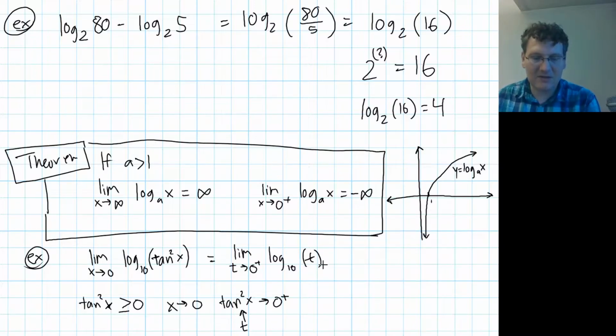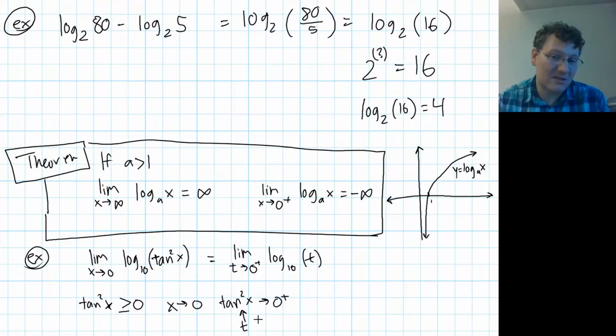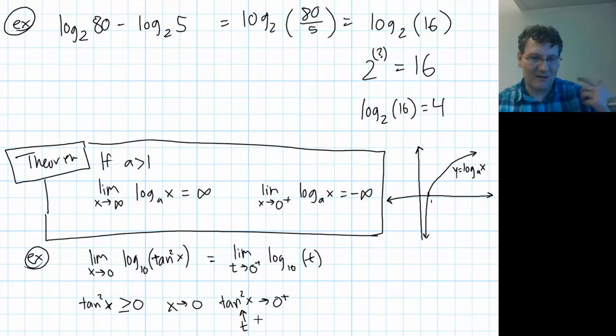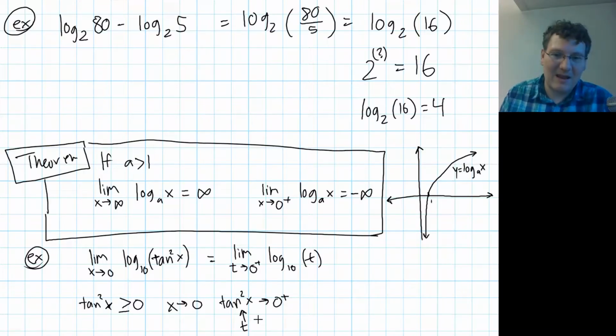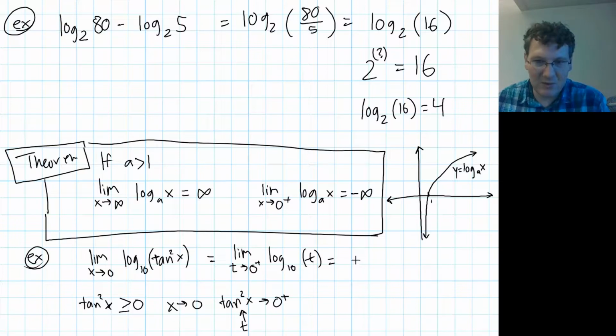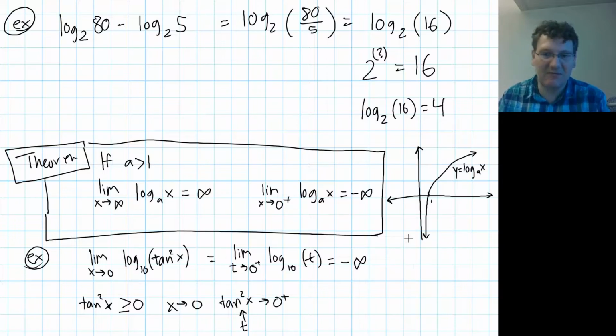Now, you could plug in 0 for the tangent squared of x and you'll get 0, since tangent is continuous at 0. But the point is that tangent squared is approaching 0 from the right. Whether x is going to 0 from the left or the right, tangent squared x only approaches from the right. And that's important because then you can say this is equal to negative infinity. It doesn't matter what the base is. Base is 10, base could be 100, base could be 5 million, it's still going to approach negative infinity.